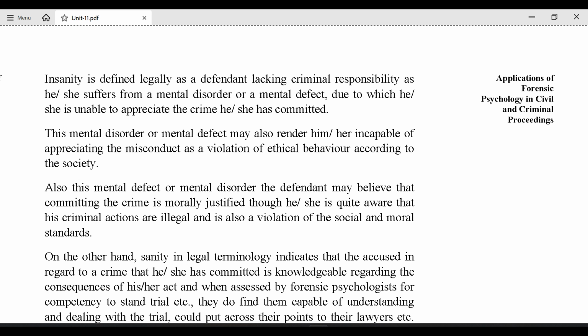Also, due to this mental defect or mental disorder, the defendant may believe that committing the crime is morally justified, though he/she is quite aware that his criminal actions are illegal and a violation of social and moral standards. On the other hand, sanity in legal terminology indicates that the accused is knowledgeable regarding the consequences of his/her act, and when assessed by forensic psychologists for competency to stand trial, etc., they find them capable of understanding and dealing with the trial, and able to put across their points to their lawyers, etc.